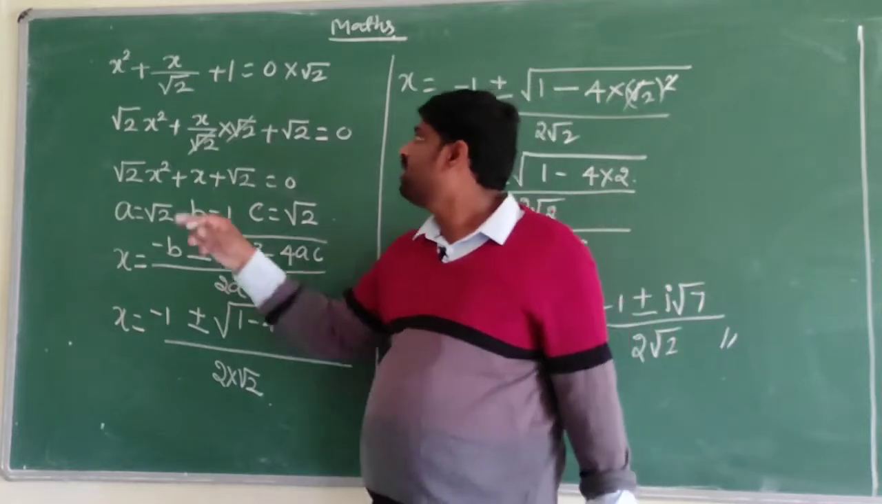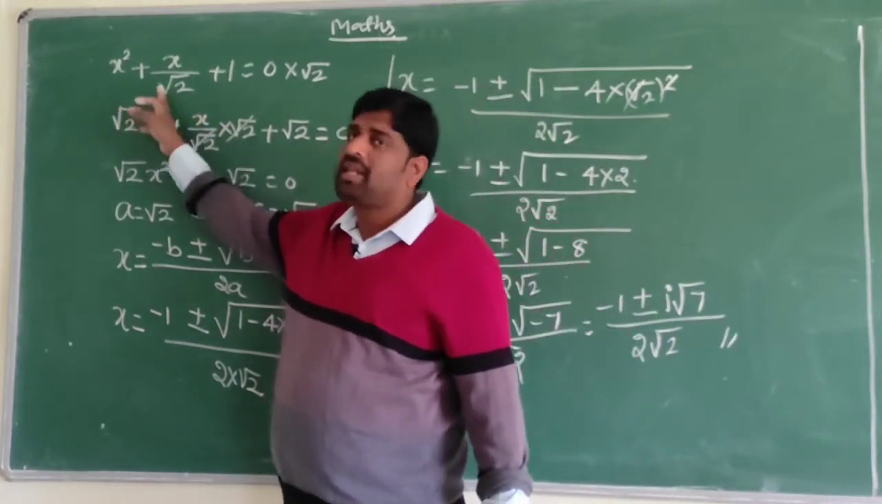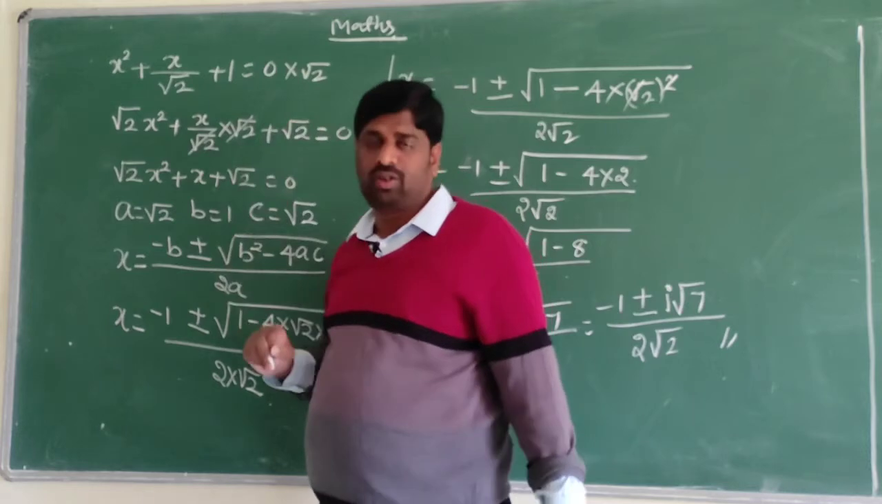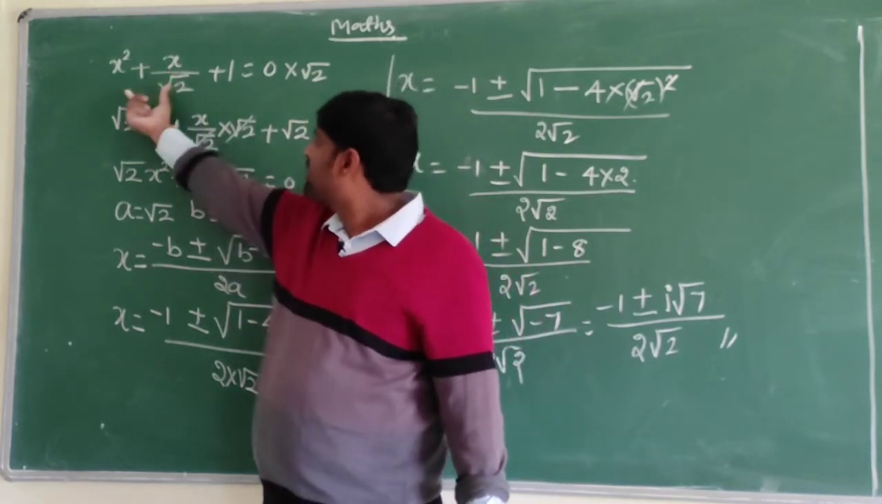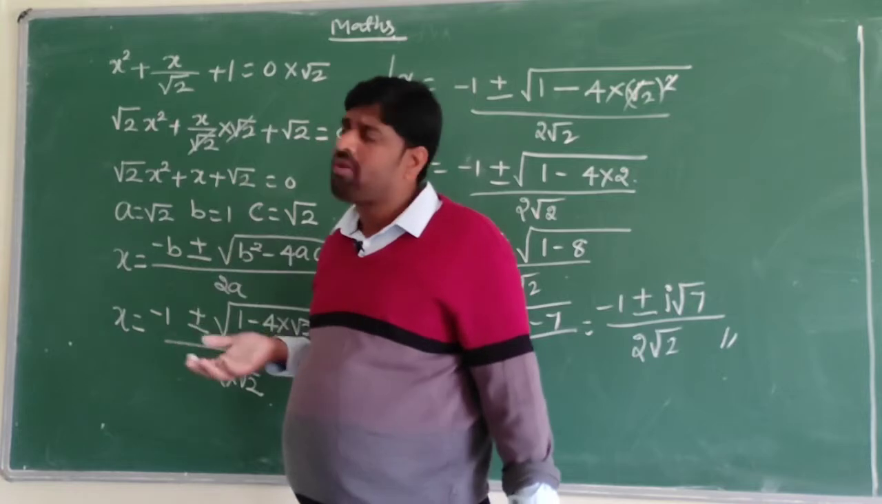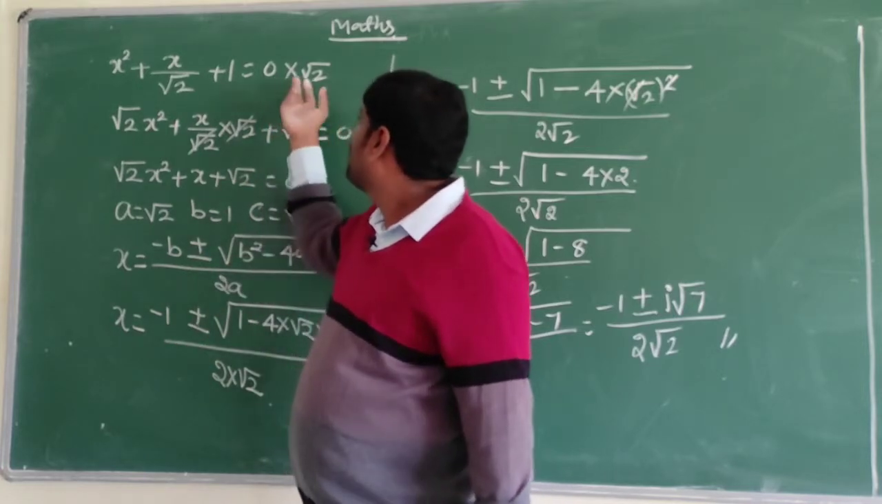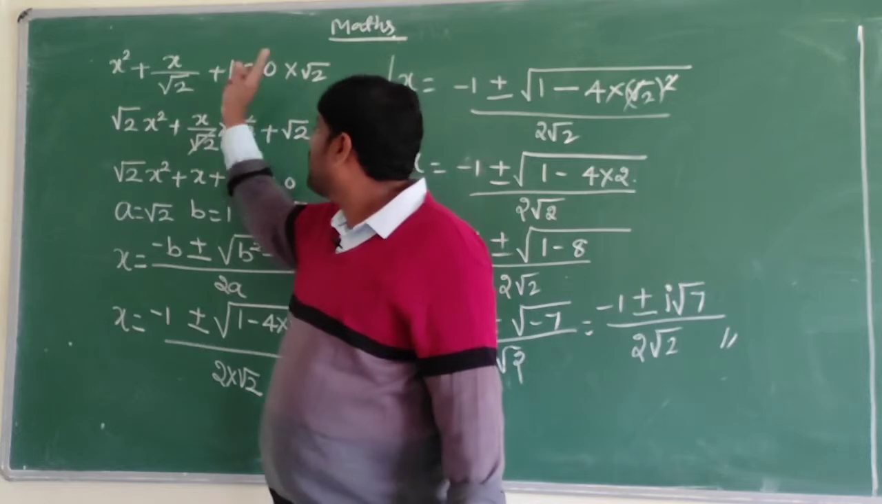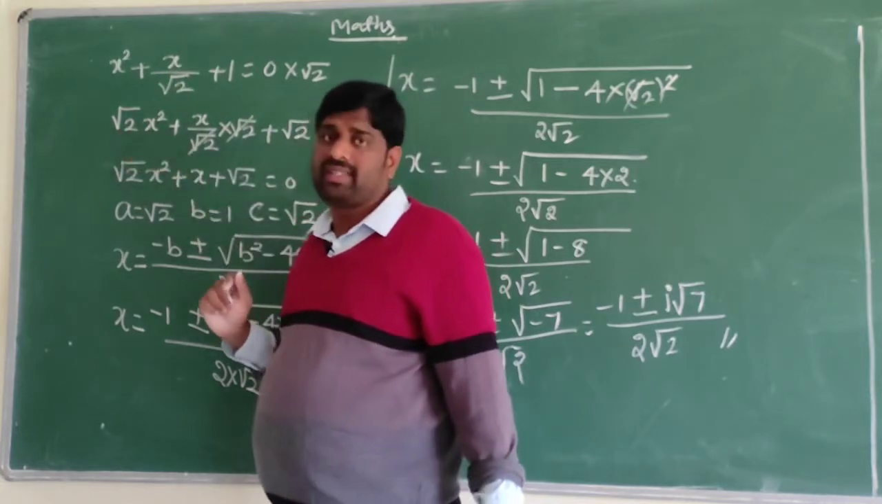Once again observe here, that is x square plus x by root 2 plus 1 equals 0. For this equation you have to reduce it to an alternate form. That is, we can multiply root 2 on both sides. That is root 2 into x square, root 2 x square.